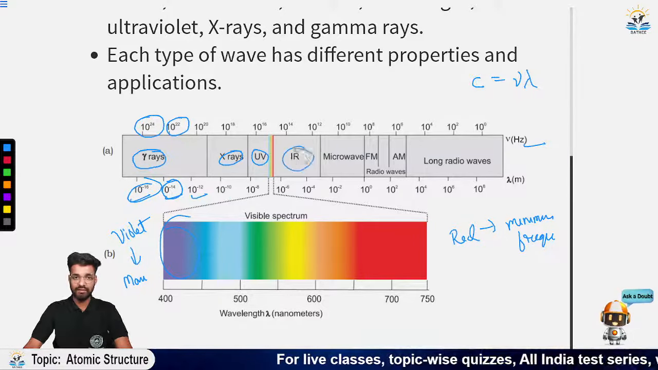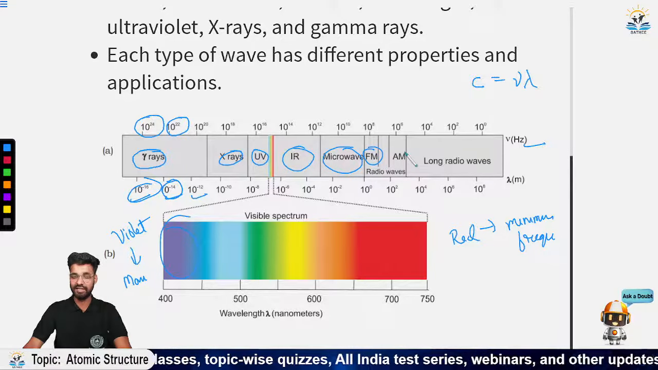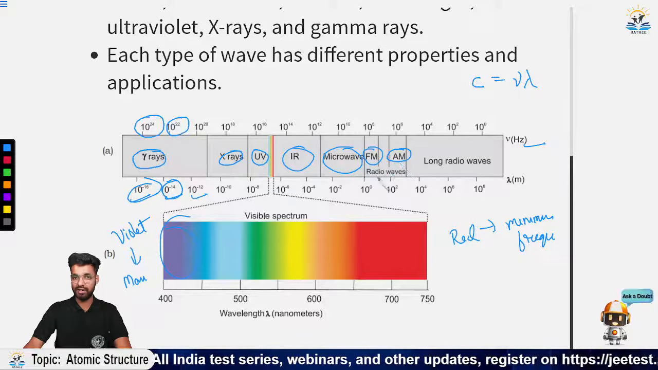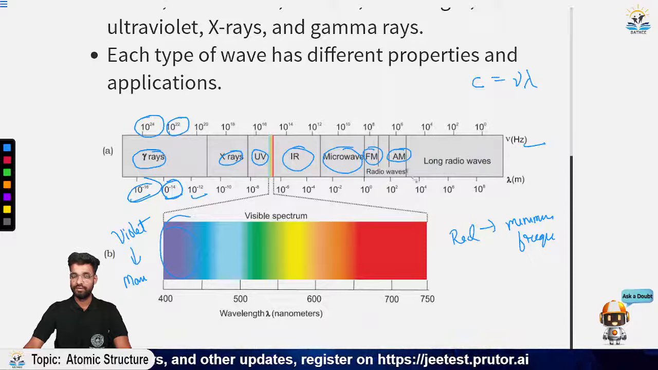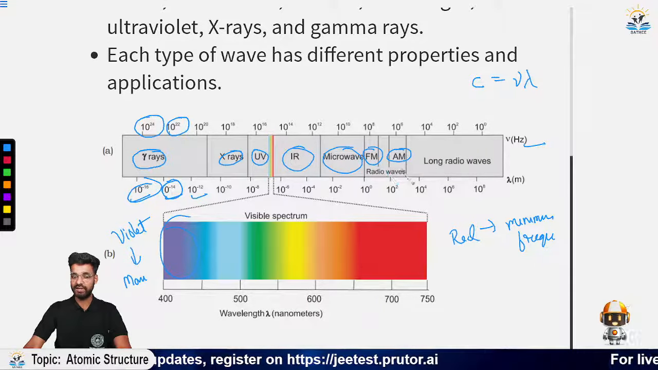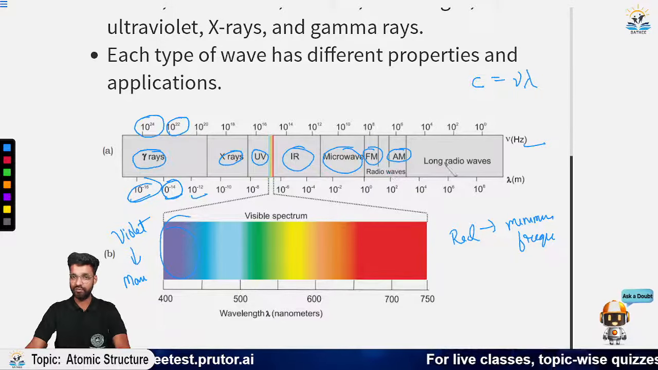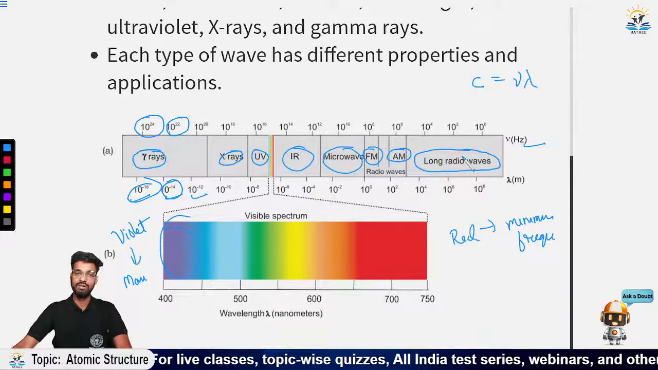Then comes the IR, the microwave. Then this FM that we hear, then AM. This total thing is called radio waves. This radio wave is used for our communication. The small radio waves are used for FM, the radio we listen to, and the long radio waves, since they have a longer wavelength, are used in the telecom industry.